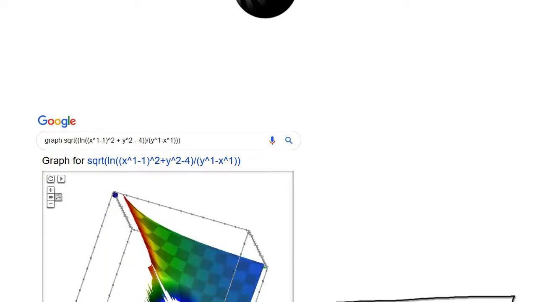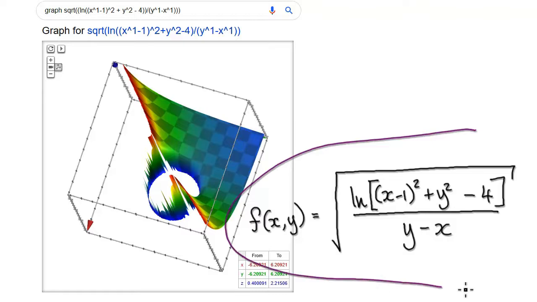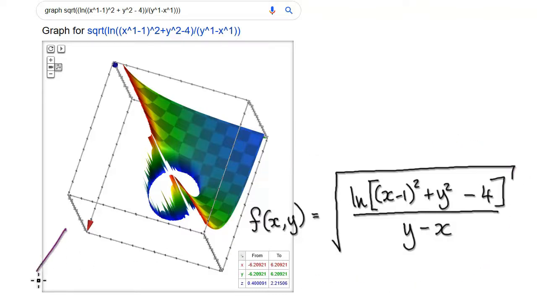Okay, let's give you guys some practice. So find the domain for this function. So press pause and have a go.